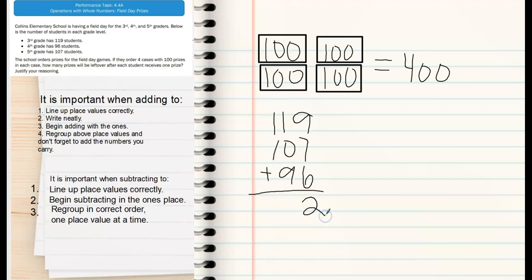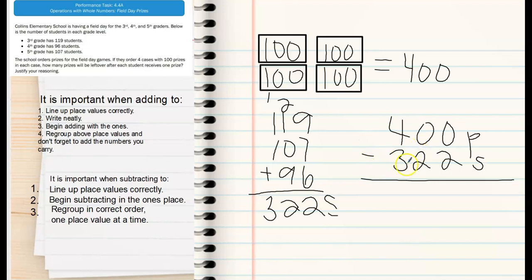Regroup. 1 plus 9 plus 2 is 12 tens. Regroup. 1 plus 1 plus 1 is 3. 322 students.